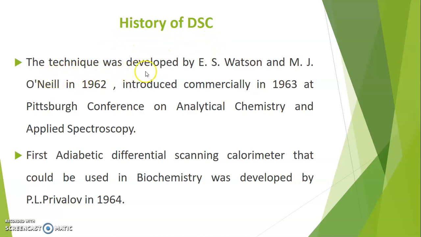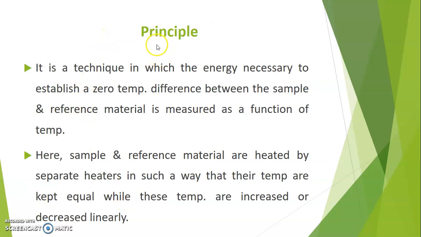The technique was developed by E.S. Watson and M.J. O'Neill in 1962, and introduced commercially in 1963 at the Pittsburgh Conference on Analytical Chemistry and Applied Spectroscopy. The first adiabatic differential scanning calorimeter that could be used in biochemistry was developed by P.L. Privalov in 1964. Now let us see the principle behind this DSC method.